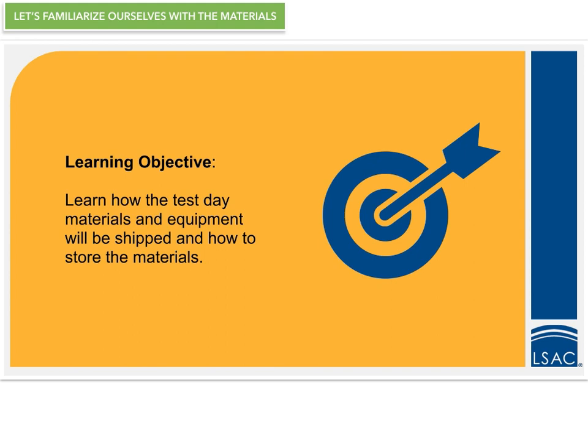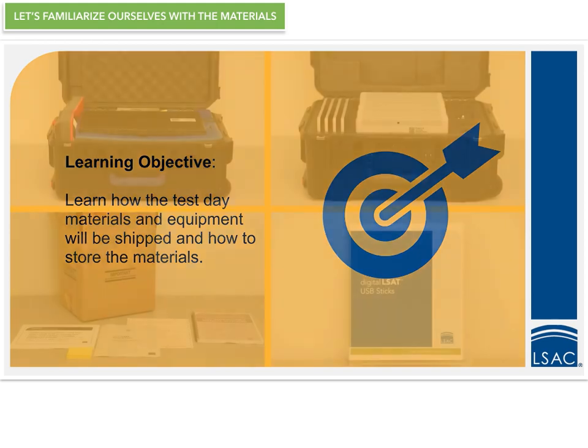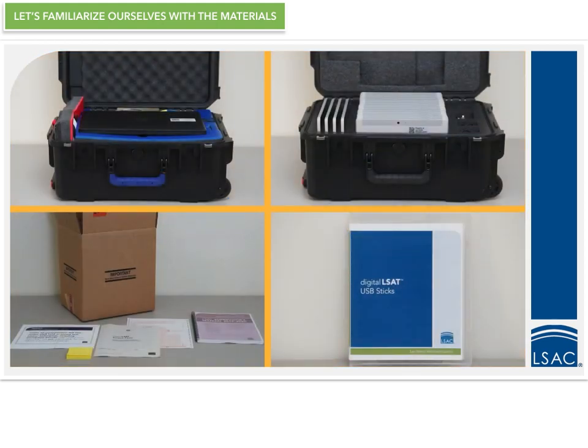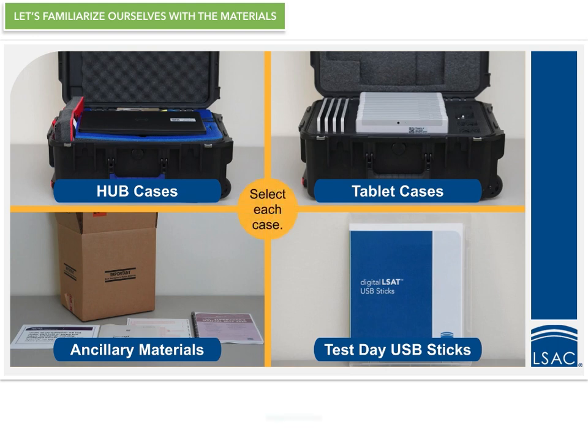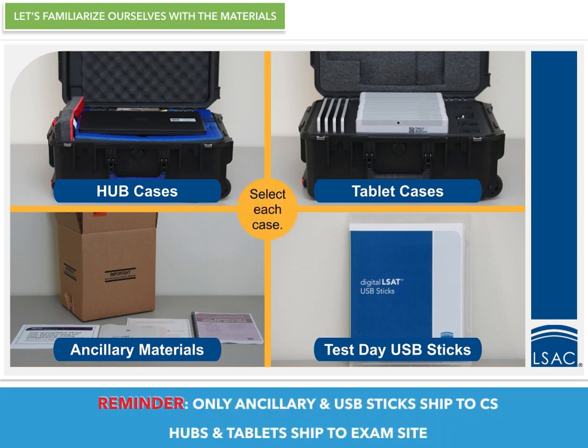Let's take a closer look and familiarize ourselves with the materials a bit more. Here again, you have the 4 types of materials that will be shipped for each digital LSAT administration. You will see some prompts on your training screen, but there's no need to click on anything as we have taken care of that for you. To review, they are the hub cases, tablet cases, ancillary materials, and the test day USB sticks that contain the actual exam.